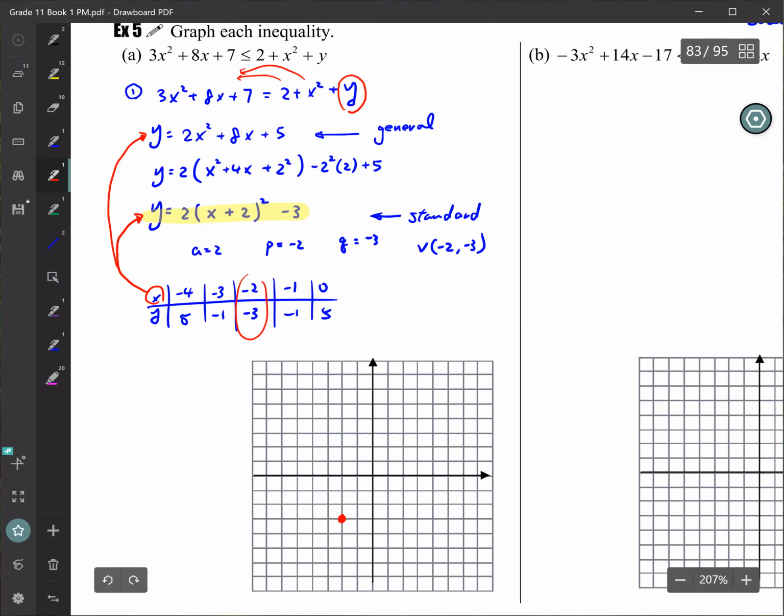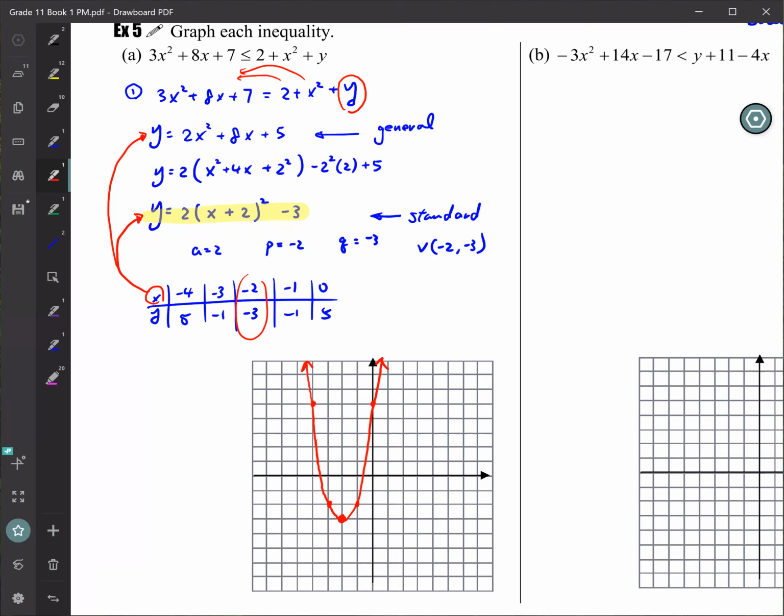Okay, -4, 5. -4, 1, 2, 3, 4, 5. It'll be up here. So pretty steep, right? -3, -1. And 0, 5. This one is a solid line. Make sure you draw the arrows all the way to the end of the page.